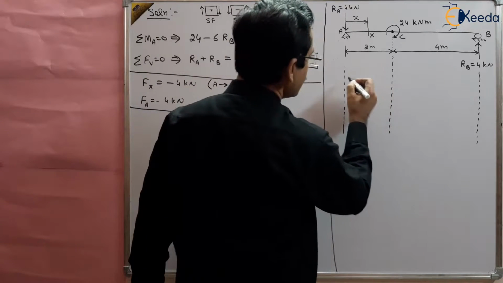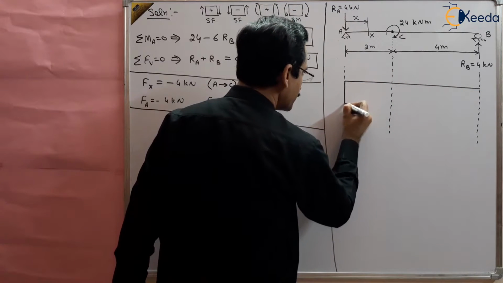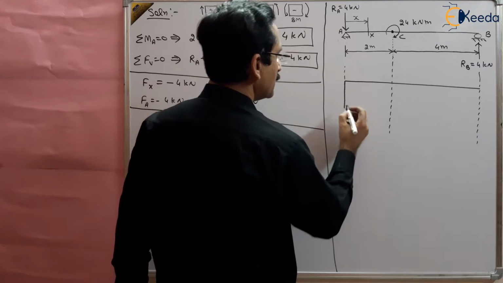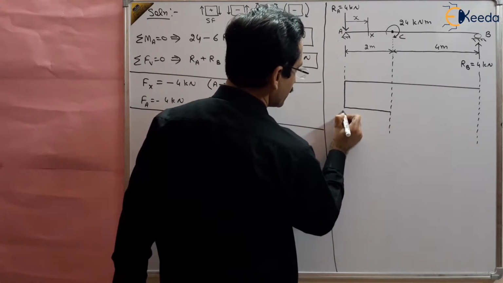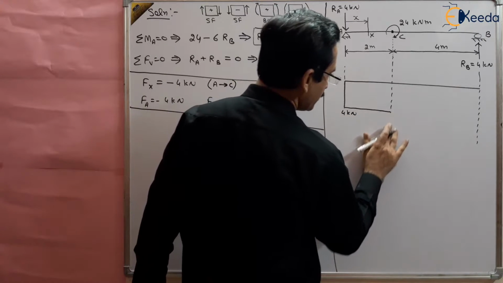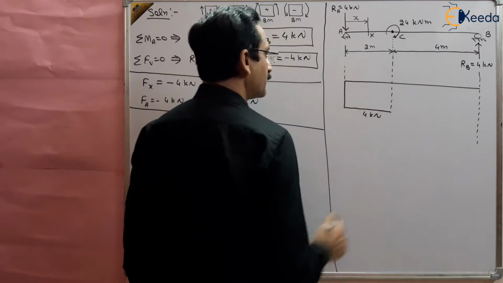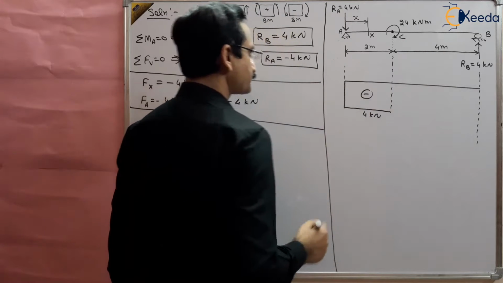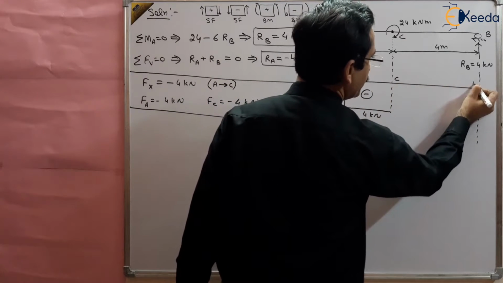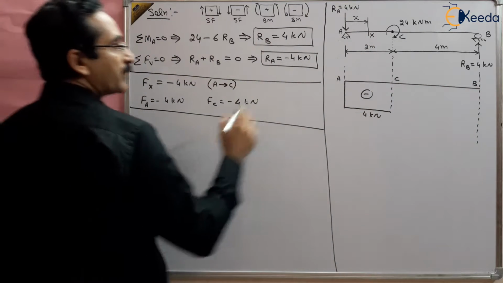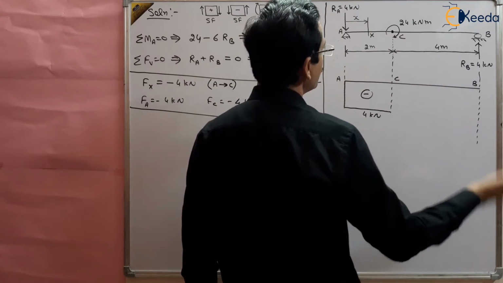So now we can draw the shear force diagram here. This is negative here, and how much is negative? This is minus 4 kilonewton. I am writing here 4 kilonewton, right? And this is negative. This is A, C, B. Now take one more section. You can take the section from that side also if you want to.